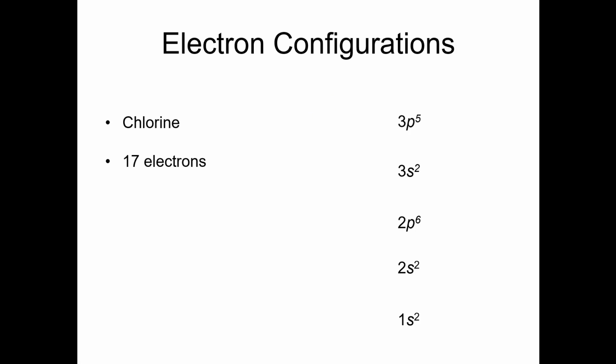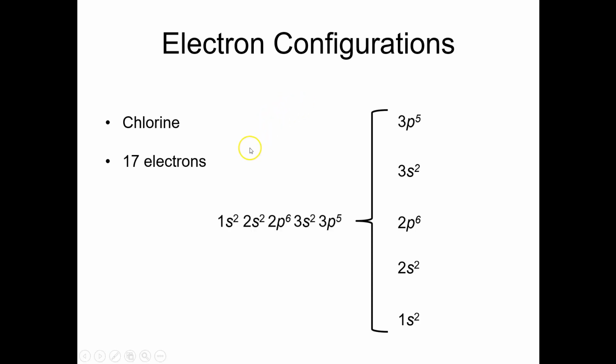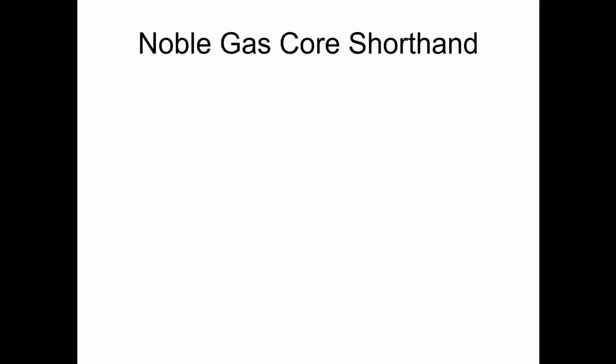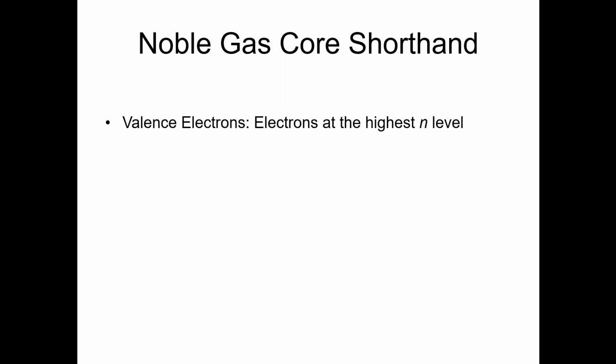Now I simply take all of these things as I've got written there and move them down onto the same line. Therefore, the electron configuration written out for chlorine would be 1s2, 2s2, 2p6, 3s2, 3p5. We can further use what's called the noble gas core shorthand for this. Let me show you what I mean by that.